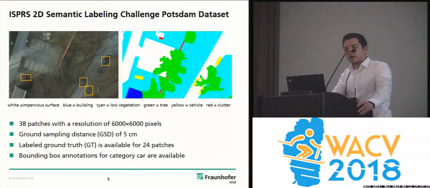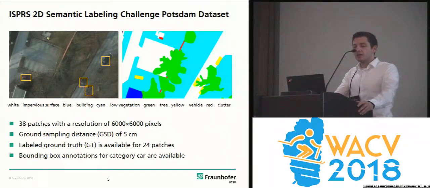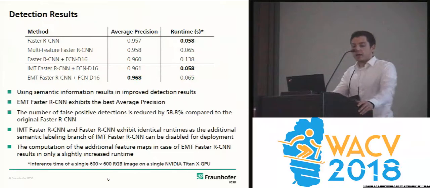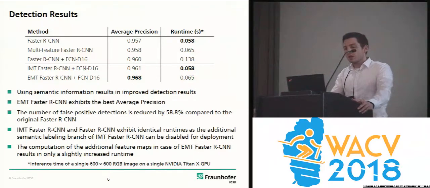For evaluation, we use the ISPRS Semantic Labeling Challenge Potsdam Dataset, which is comprised of 38 patches with a resolution of 6K times 6K pixels and has a ground sampling distance of 5 centimeters. Labeled ground truth is available for 24 of these patches, as well as bounding box annotations for the category car. And here are some results.